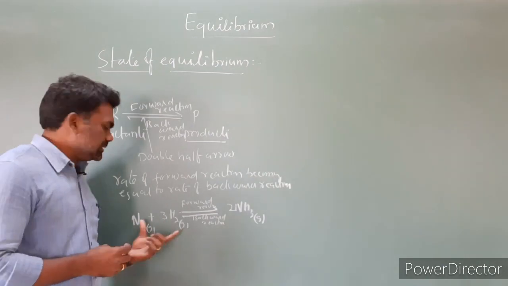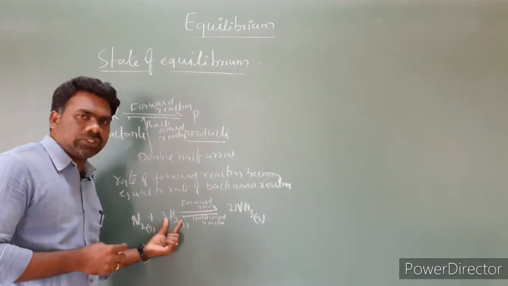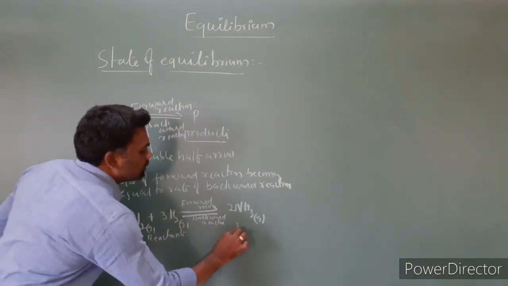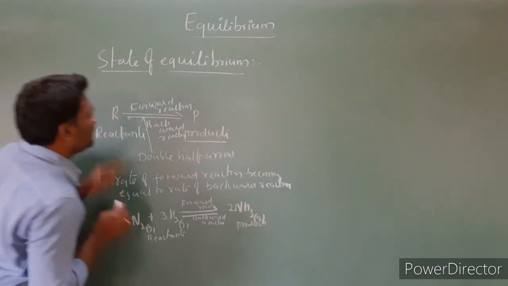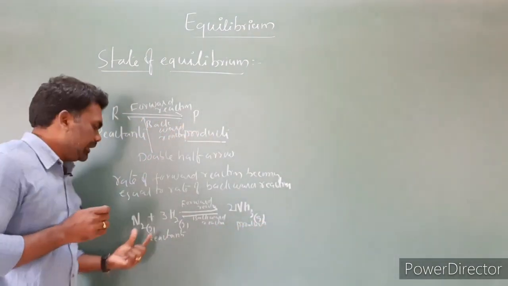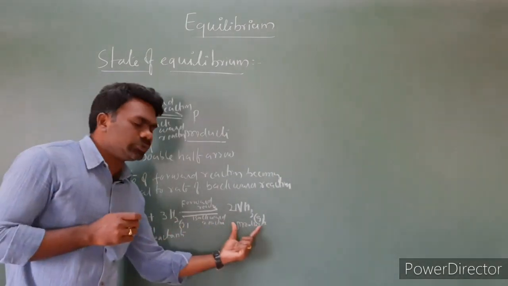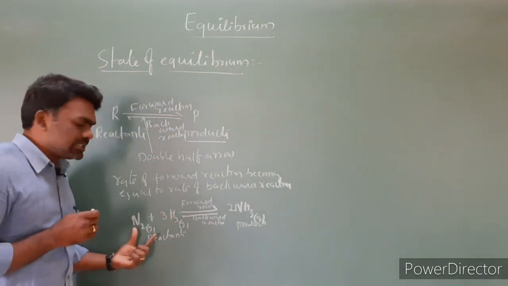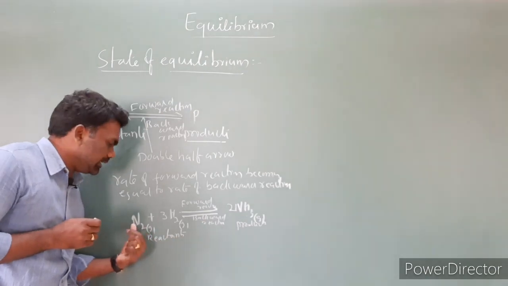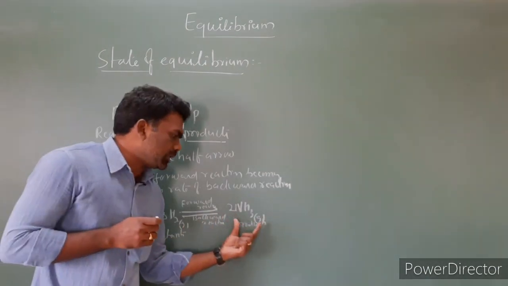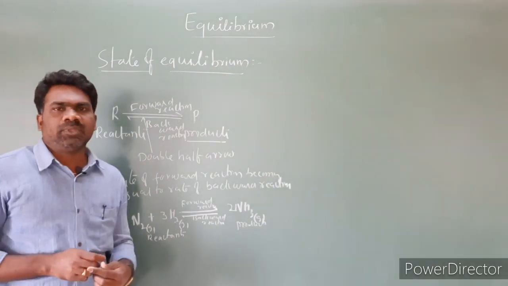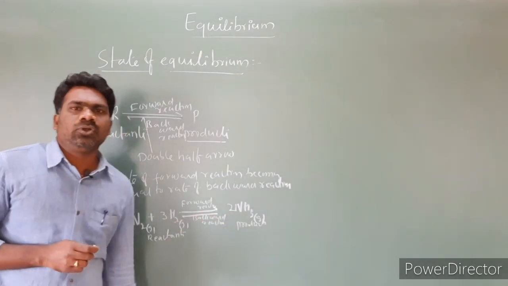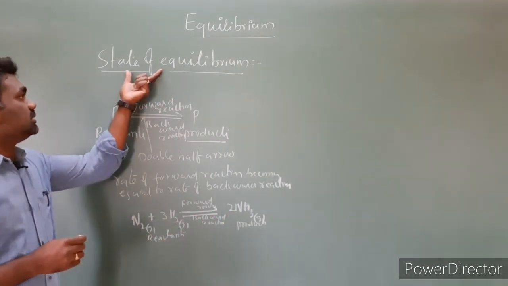So N2 and H2 are the reactants, and NH3 is the product. Earlier I took a hypothetical reaction of reactants converting into product; here I took the chemical reaction N2 plus 3H2 gives 2NH3. A stage at which the concentrations of N2, H2 and NH3 do not change with time is known as a state of equilibrium.